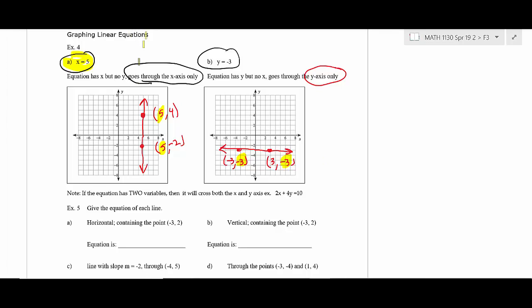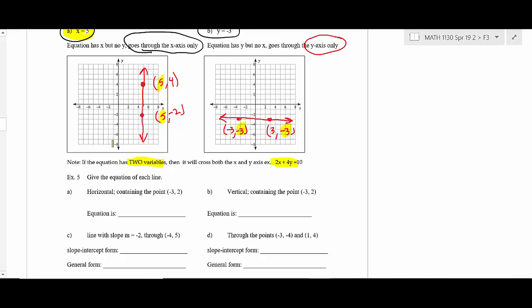Okay, one thing I want to mention is if your equation has 2 variables, then it goes through both axes. So one way that sometimes helps students remember this, if it only has an x, it just goes through x. If it only has a y, it just goes through y. If your equation has 2 variables, like this example, it's going to come in contact with x and y, and that's what causes it to slant. Does that make any sense? Okay, that's one quick way to kind of think about and help you understand that.